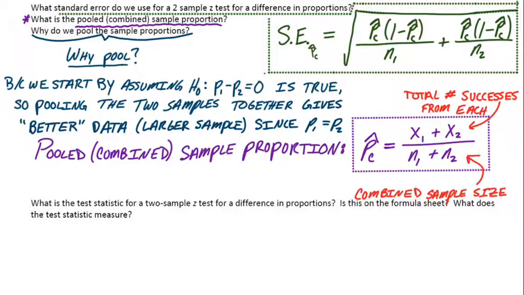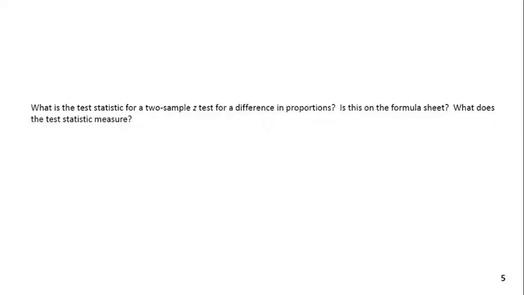All right, and then we're going to use this standard error piece when we go to the next part of the notes. It says, what's the test statistic for these two-sample z-tests for the difference in proportions? Is it on the formula sheet? You probably already know the answer to that one. And what does the test statistic actually measure?